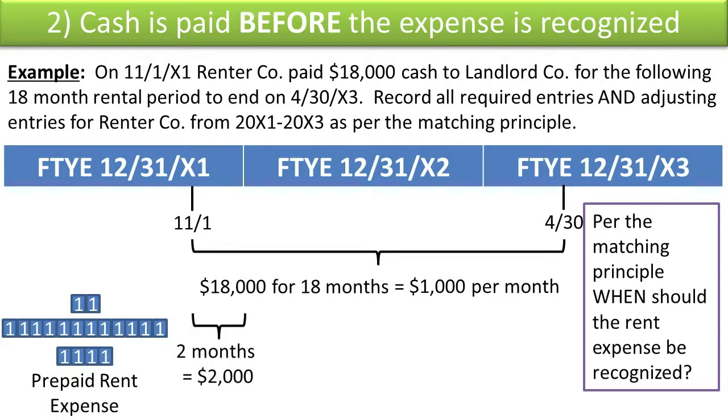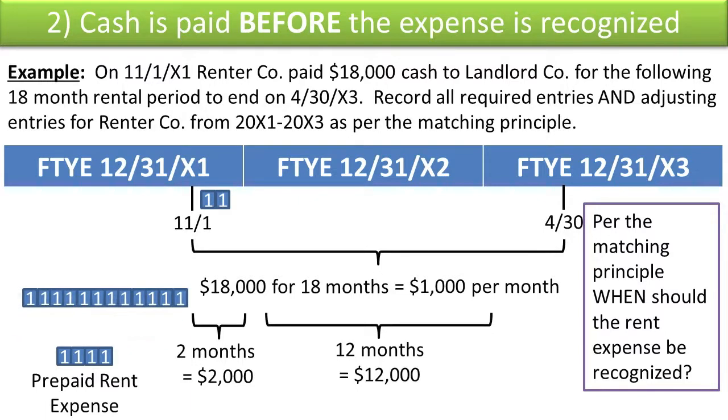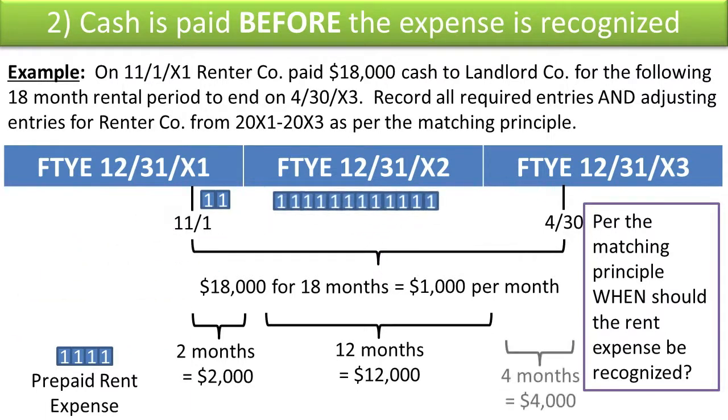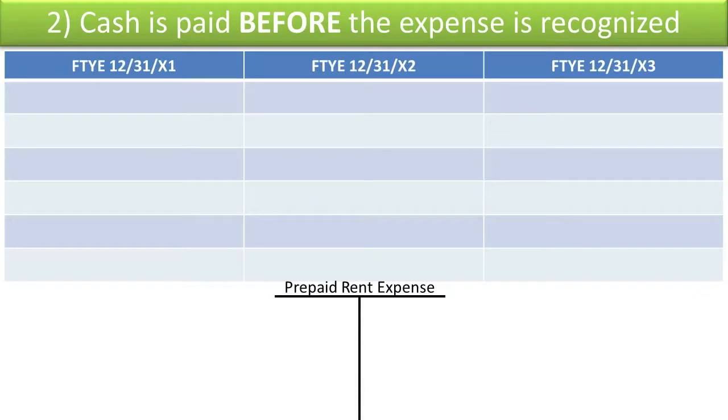The first 2 months, which are in X1, that'll be $2,000 that should be expensed. Then in X2, it's 12 months for $12,000. And then in X3, it's 4 months for $4,000. The prepaid rent expense has now been used up. Let's look at the journal entries.